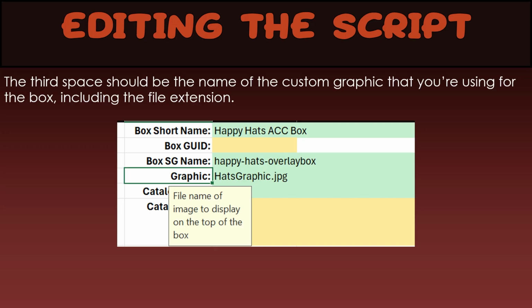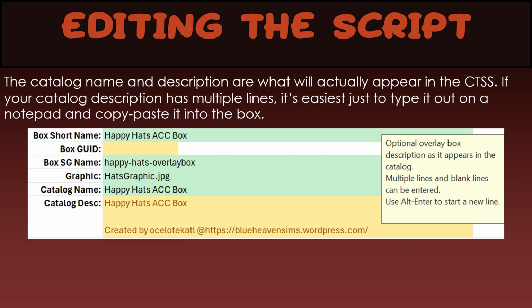So the third box down, the third green box, it says graphic. Here, we're just entering the name, including the file extension, the JPEG or PNG of the graphic that we're using for the accessory box. Then catalog name. This is what appears as the title in the CTSS. So we just give it whatever we want to call it in the catalog.